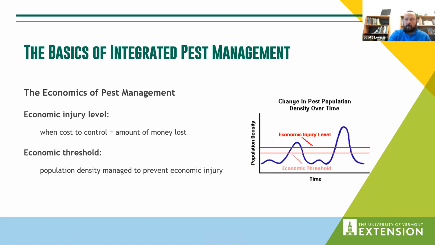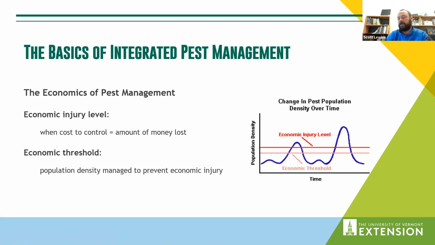All right, so let's back up and talk a little bit about the underlying model. Again, I mentioned that IPM was developed as essentially an economic modeling strategy for large agronomic crops. So you've got this hypothetical pest population, right? On the y-axis of this graph is the population density of that pest, and on the x-axis is time over the season.